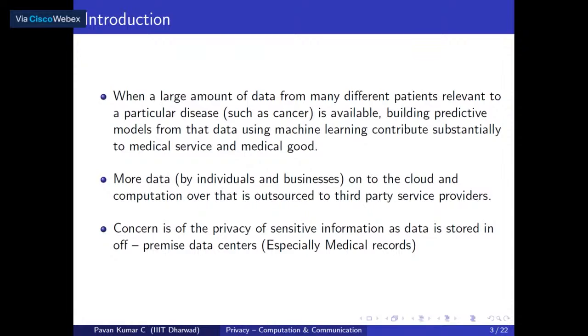Another challenge that exists with this data is that the data need not be present on your premise. It can even be in an off-premise data center. For example, your sensitive information may be in data storage in some other country. That is one aspect.